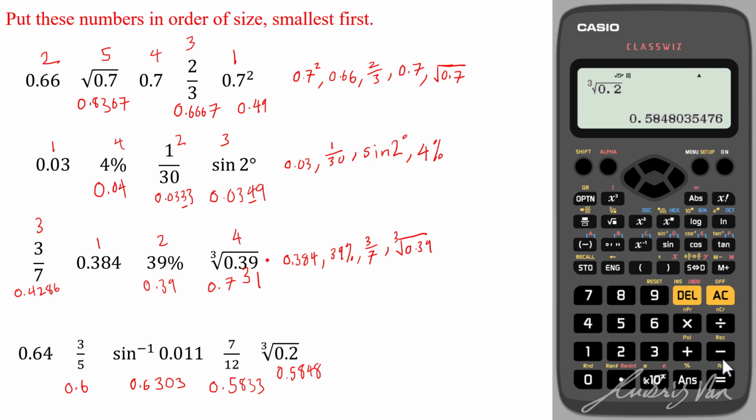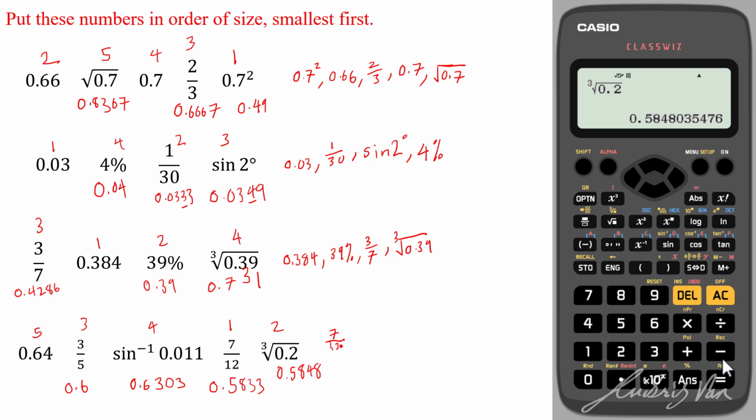So smallest number is 7/12 followed by cube root of 0.2. Then is 3/5. Sine inverse 0.011. Then 0.64. So let's write them down.